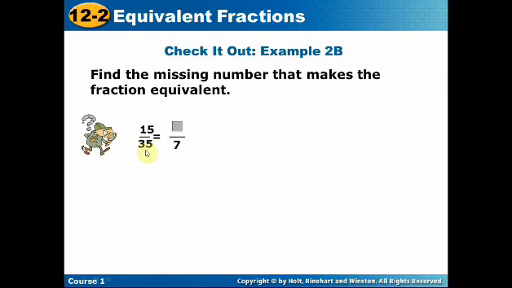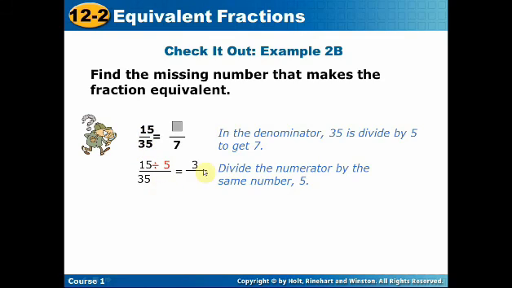Another example, 35 and 7. 35 divided by 5 gives you 7. Also, we divide 15 by 5, the result will be 3. Then 15 over 35 is equivalent to 3 over 7.